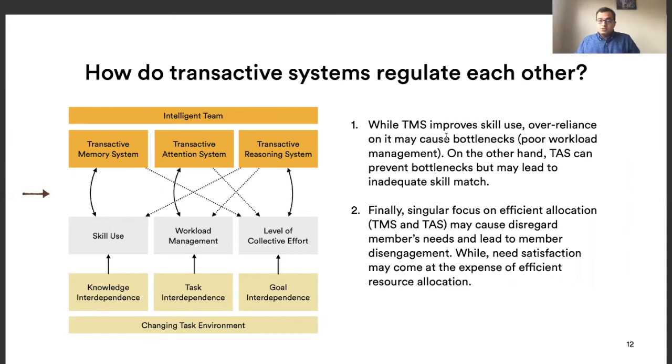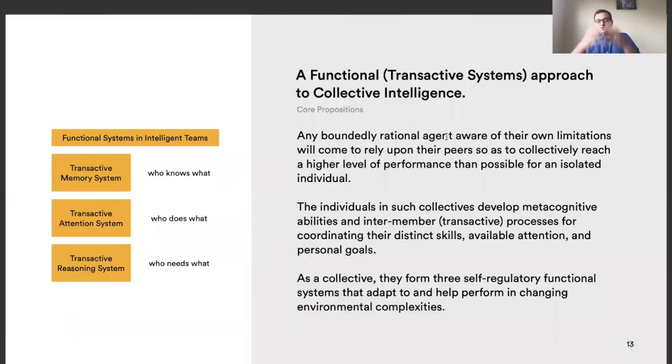Finally, you can also think about the transactive reasoning system. If a team is pursuing efficiency too much, it might end up alienating or disengaging its own members because it does not take care of fulfilling their needs. An intelligent team would essentially, if the need arises, have to focus on long-term performance over short-term performance. That is, give up its immediate needs for efficient coordination for fulfilling member needs periodically to maintain them. So that's basically where we are at.